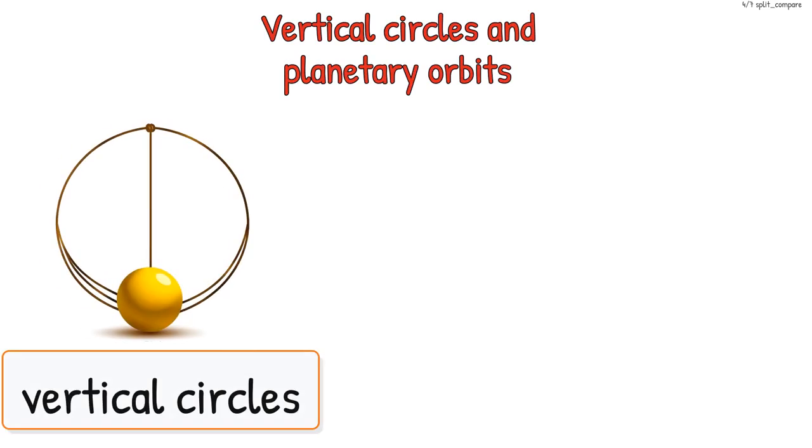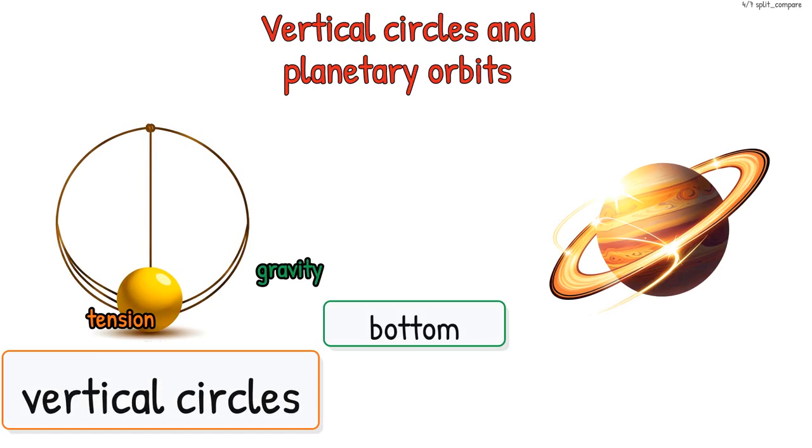For vertical circles like a ball on a string, at the circle's bottom, tension force opposes gravity, so tension minus mg equals mv squared over r. At the top, both tension and gravity point downward, so tension plus mg equals mv squared over r. The minimum speed at the top for circular motion is the square root of rg, when tension equals 0.